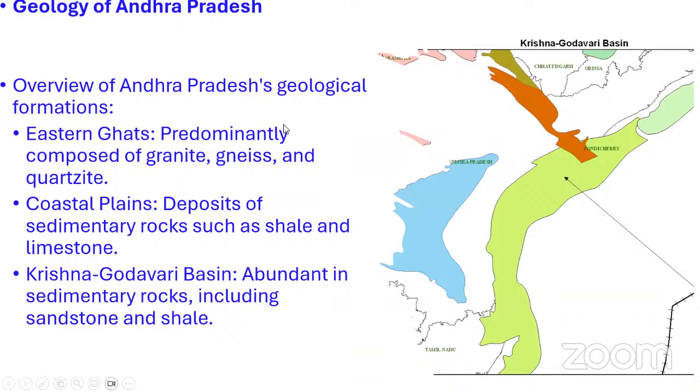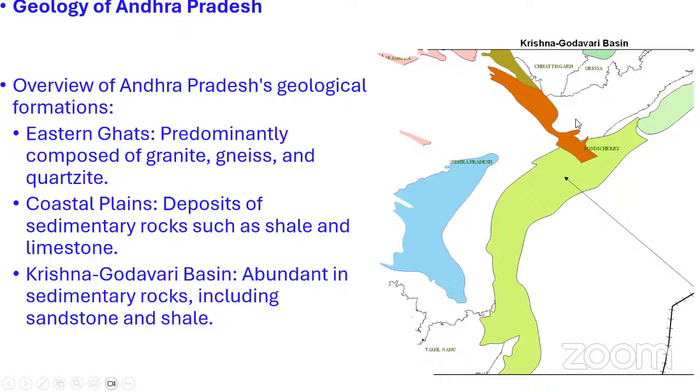Next, when we talk about the geology of Andhra Pradesh, the overview of Andhra Pradesh geological formations includes the Eastern Ghats. This is the Eastern Ghat belt, predominantly composed of granite, gneiss and quartzite. In the coastal plains, here in the northeast region, in some parts of the Krishna Godavari Delta region, coastal plain deposits of sedimentary rocks such as shale and limestones occur in the northeastern part of the Andhra Pradesh state.